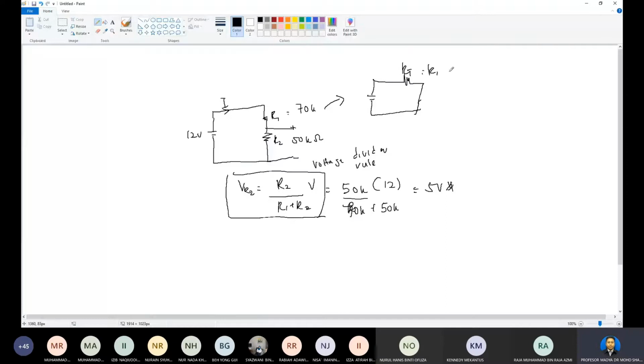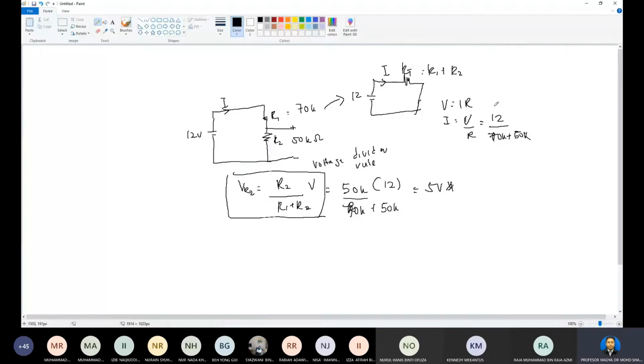So this is 12 volts. To calculate the current, as we know, V equals IR. So 12 divided by 70k plus 50k. And then we get this current, and then we have to multiply.